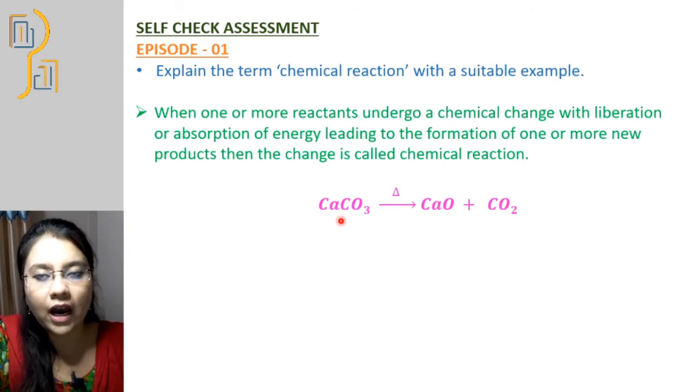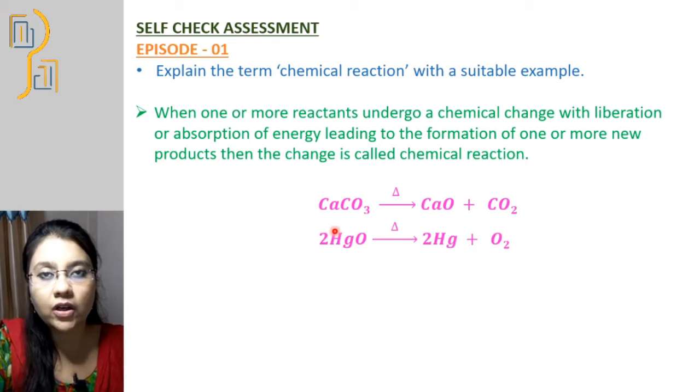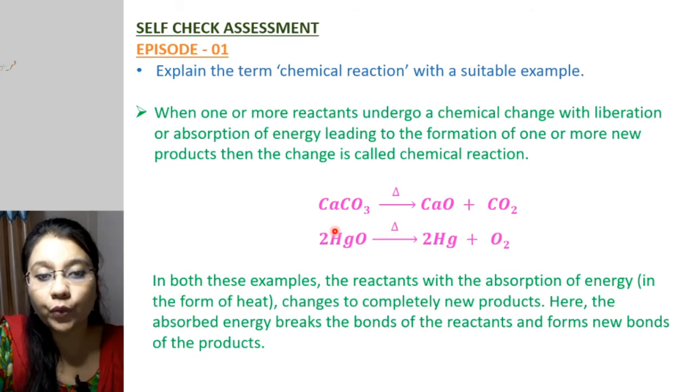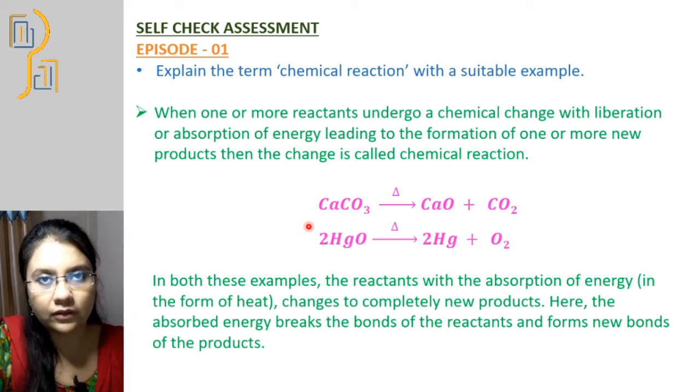When calcium carbonate is subjected to heat, it forms calcium oxide and carbon dioxide. And when mercuric oxide is subjected to heat, it forms mercury and oxygen. So in both these cases, we see the reactants with the absorption of energy change to completely new products. So these equations represent chemical reactions.